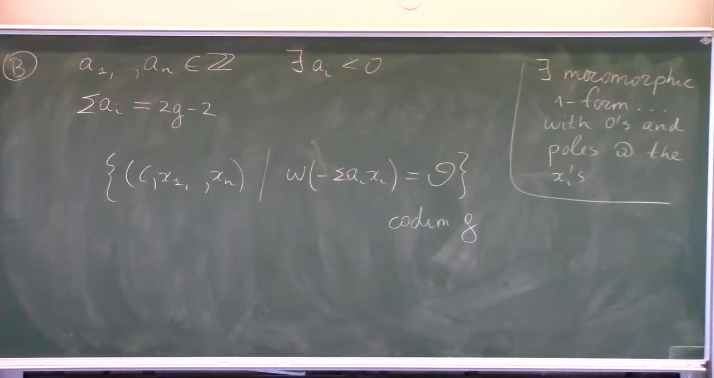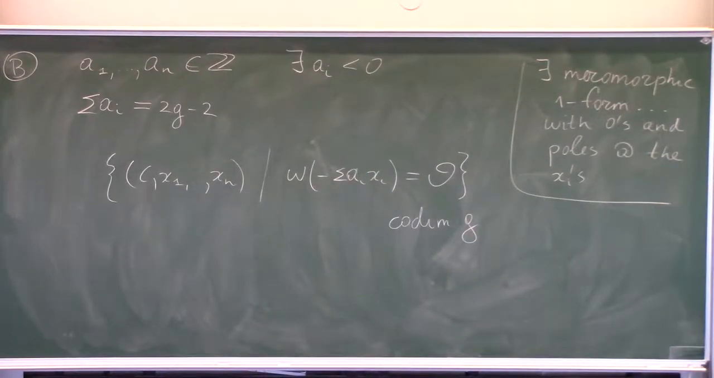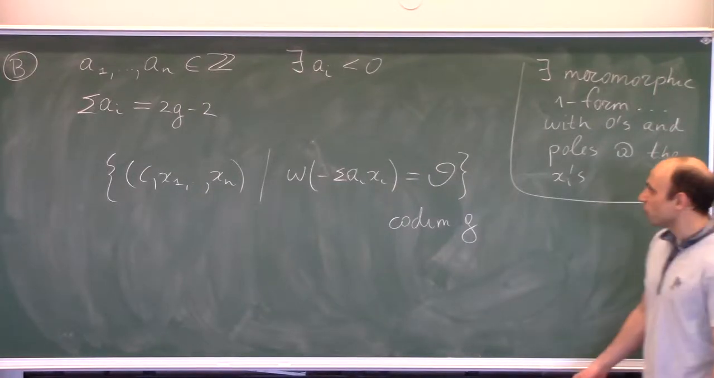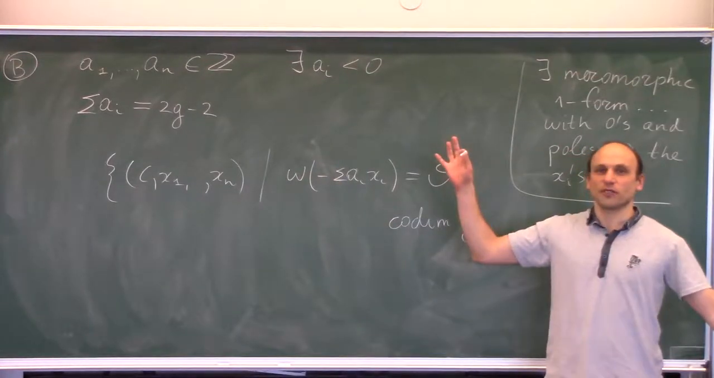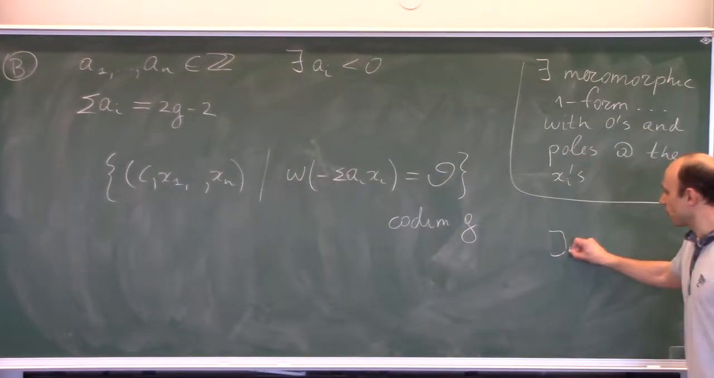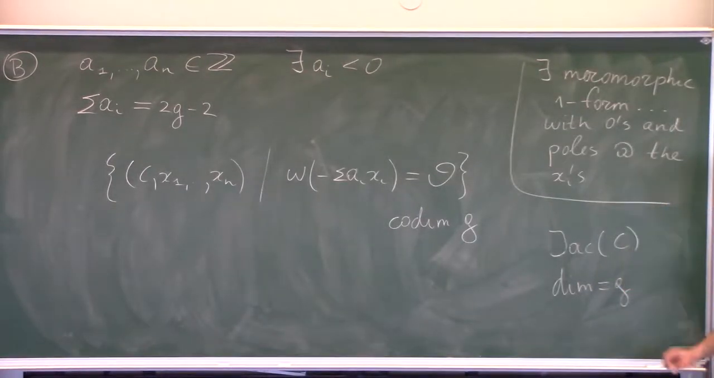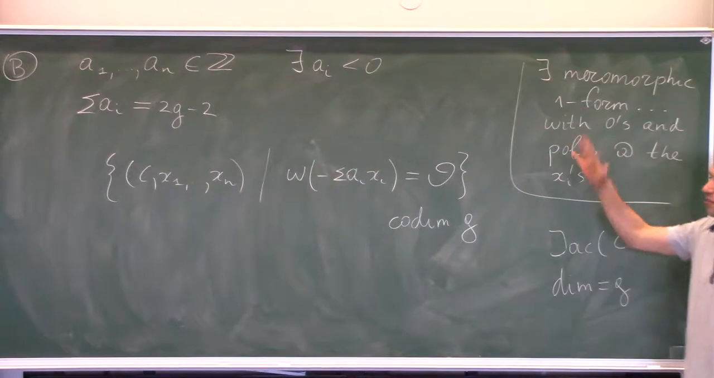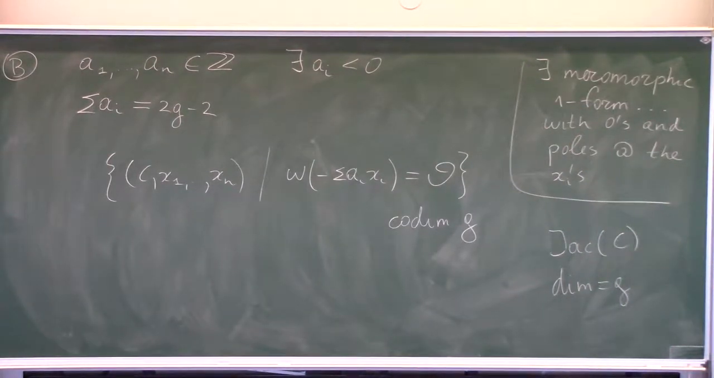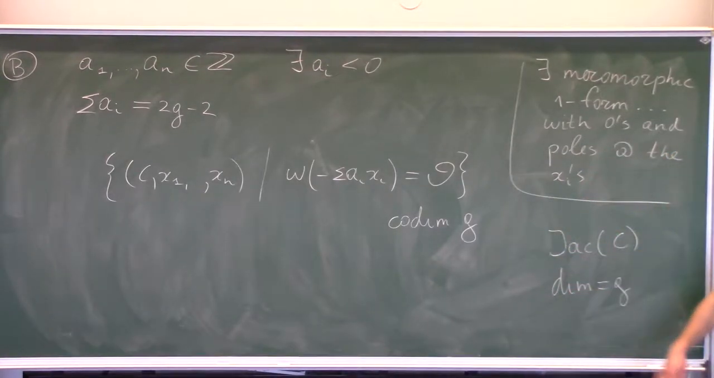So let me explain why. This g is actually easier to explain than the g minus one. So in general, when you have some fixed divisor, it's a point of the Jacobian of the curve. The Jacobian of the curve has dimension g. So now, if you take a random divisor like that, it's another point in the Jacobian. So the condition that these two points coincide, normally it's a condition of codimension g. And normally, if you put here any line bundle, you will get codimension g.